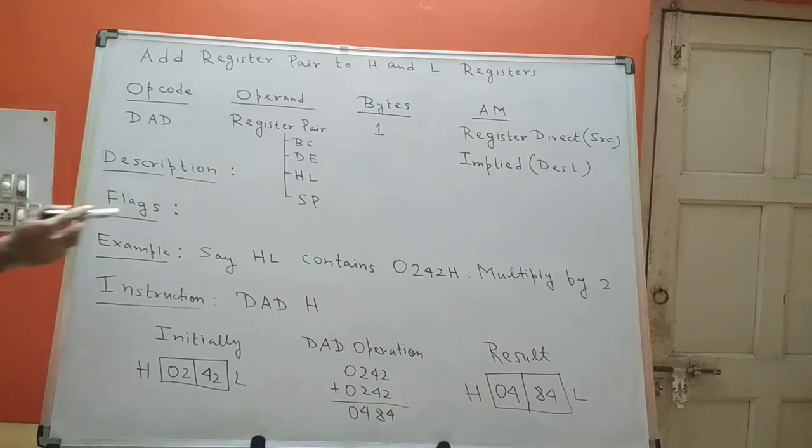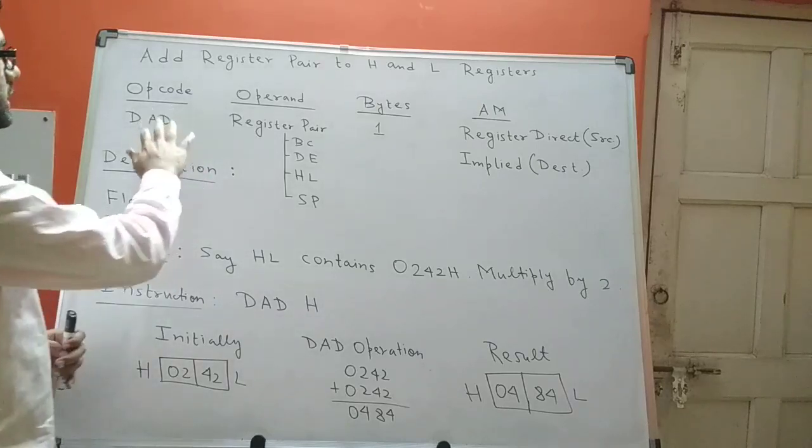Now, against flags, please write down: if the result is larger than 16 bits, the carry flag is set. Full stop. No other flags are affected. Full stop. Now let's have a look at this example.